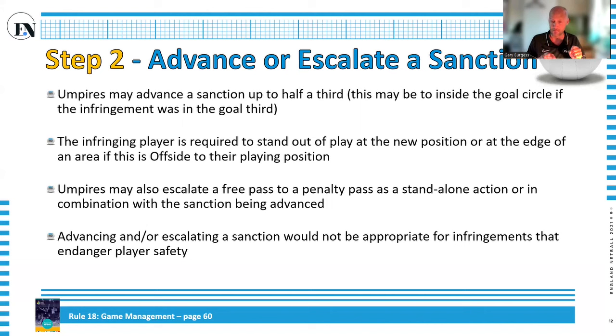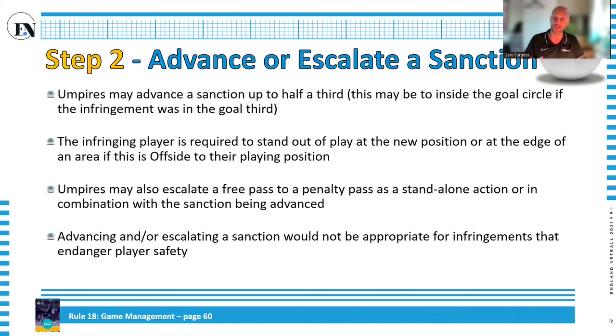And it's not just delaying play, it can be anything. It could be a contact, it could be a repeated obstruction, it could be intimidation. There are lots of other things, and we'll talk about the actual things a bit later. But an umpire may now advance for serious infringements up to half a third.